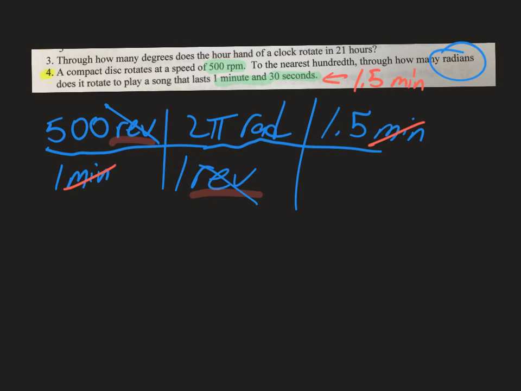All right, so all we have to do now is multiply everything together. And we just treat it like it's a big fraction. So everything on top is going to go together. Everything on the bottom will go together.